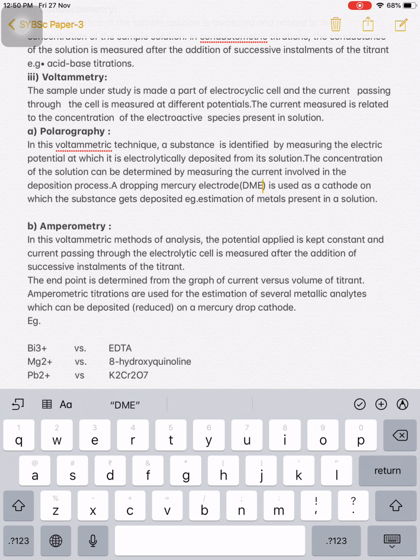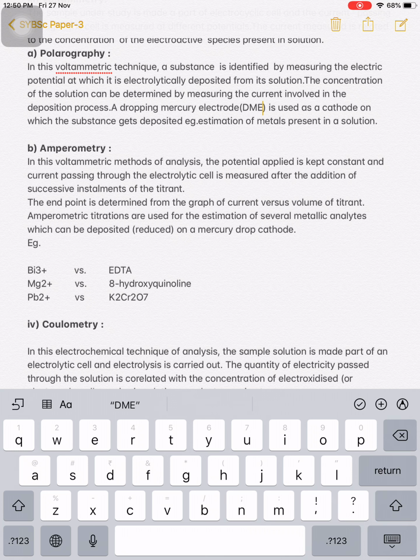Now see the second, amperometry. In this voltammetry method of analysis, the potential applied is kept constant. The current passing through the electrolytic cell is measured after the addition of successive installments of the titrant. The endpoint is determined from the graph of current versus volume of titrant added.